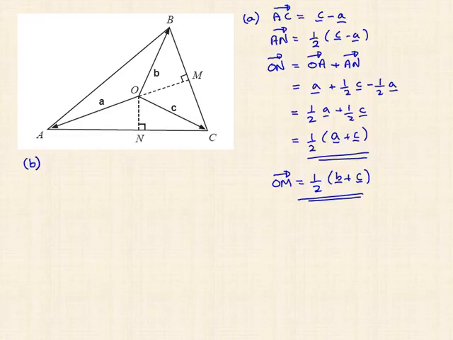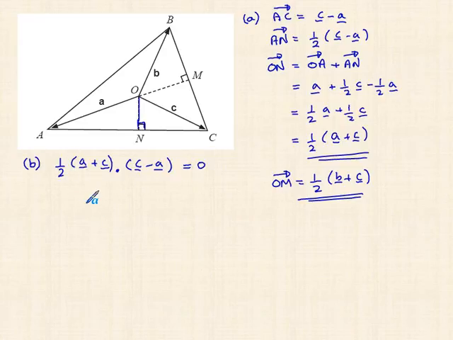In part B, we want to show that the modulus of A is equal to the modulus of B is equal to the modulus of C, even though it may not look like it in the diagram. The first thing to note here is that ON is perpendicular to AC. So that means that a half A plus C dotted with AC, which was C minus A, has to be 0.